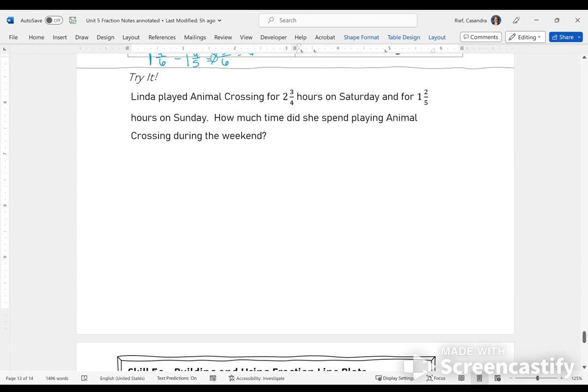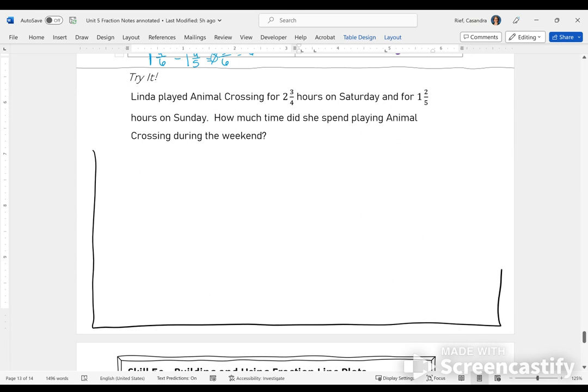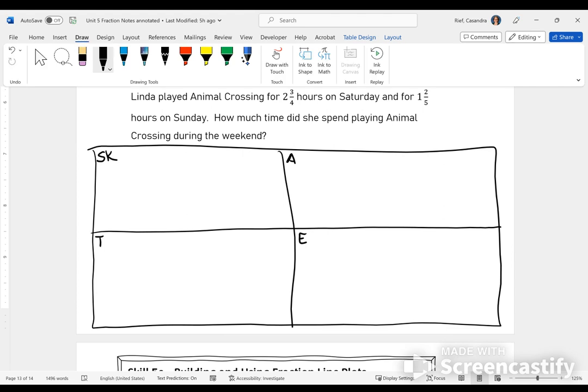All right, let's take a look at this next problem. Linda played Animal Crossing for 2 3/4 hours on Saturday and for 1 2/5 hours on Sunday. How much time did she spend playing Animal Crossing during the weekend? Since we can see right away that this is a story problem, my first step is going to be to set up my SKATE box, and I'm going to label the corners. We have S, K, A, T, E. So now that I've got my thinking space set up, I'm ready to go into the problem and start solving.